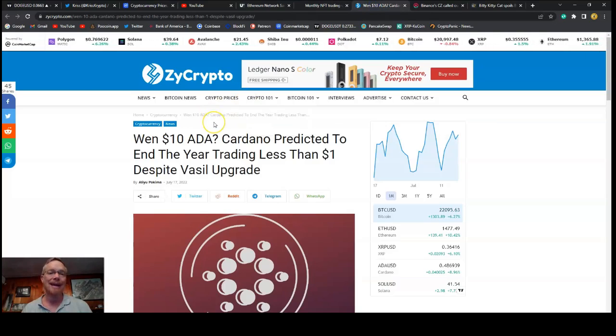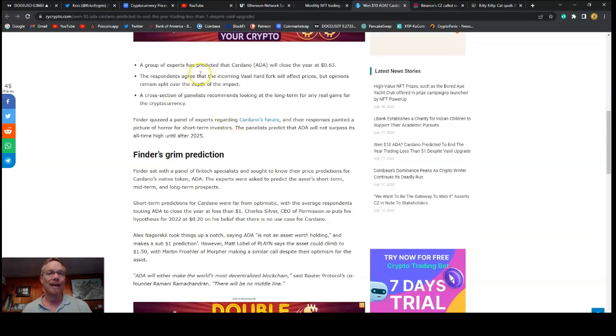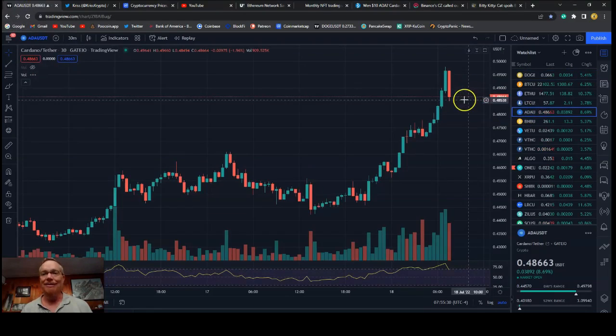Next, when $10 ADA? Cardano predicted to end the year trading less than a dollar despite the Vasil upgrade. So a group of experts has predicted that Cardano will close the year at 63 cents. So where is Cardano right now? 48 cents, trading right at 48 cents. It just about hit 50 this morning and trading back down right around 48 cents.